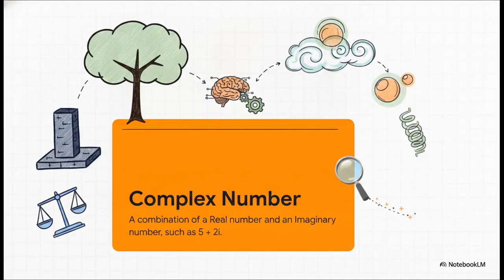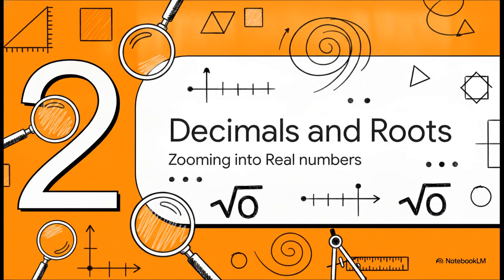But what happens when you mash these two worlds together? You get the third category right at the top of our tree: complex numbers. A complex number is really just the combination of a real number and an imaginary number. For instance, 5 plus 2i. You've got your tangible real part, the 5, and your imaginary part, the 2i. And that perfectly solidifies the top of our number family tree. Let's move to section 2 and see how this builds: mastering decimals and roots.